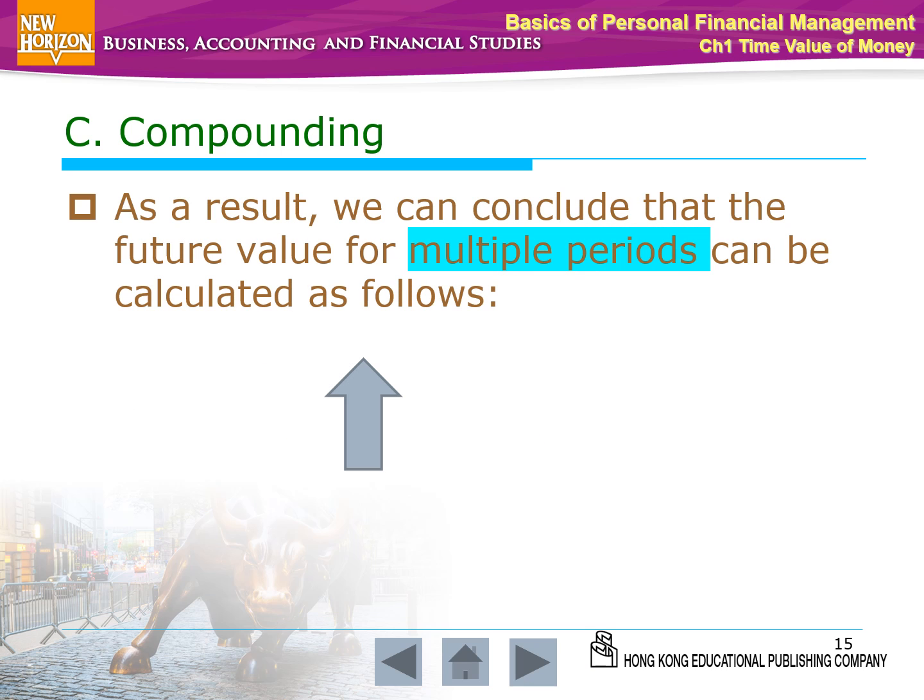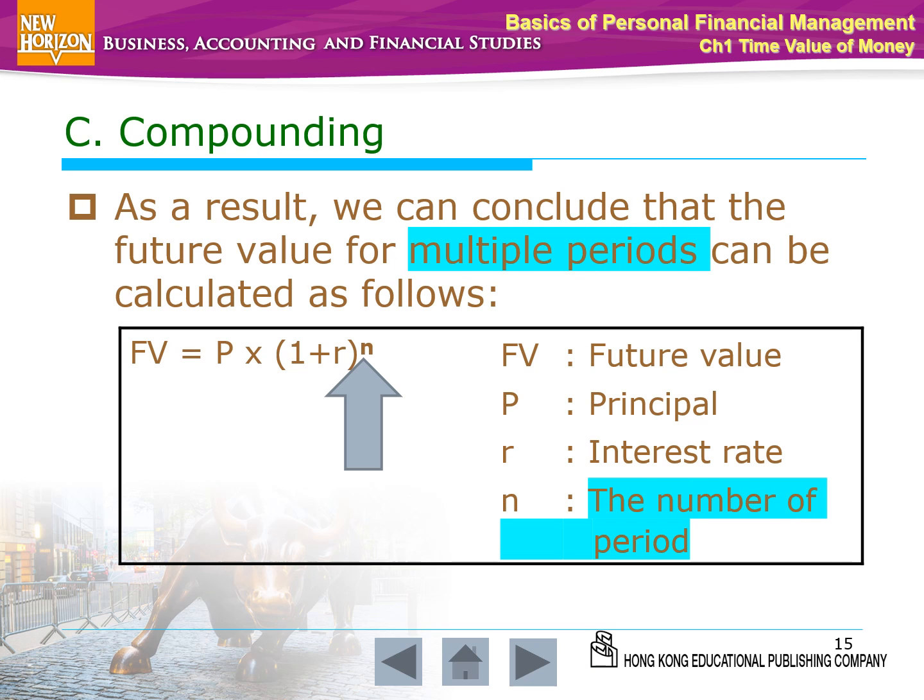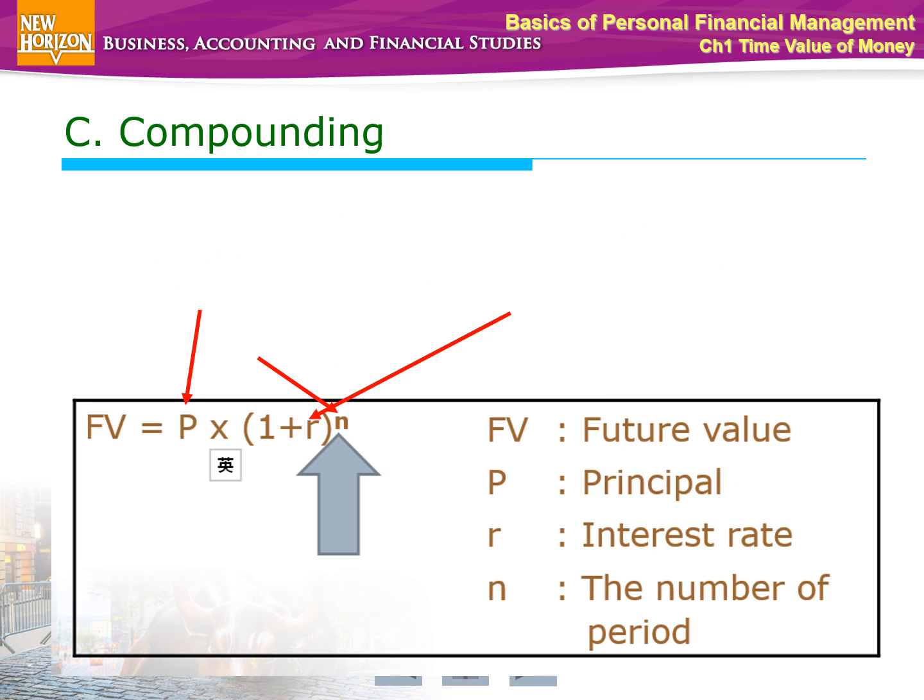Okay, we summarize the formula for multiple periods. FV is equal to principal times 1 plus R to the power n. N stands for the number of periods.